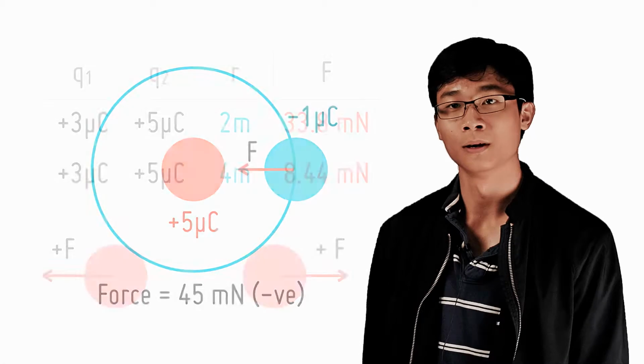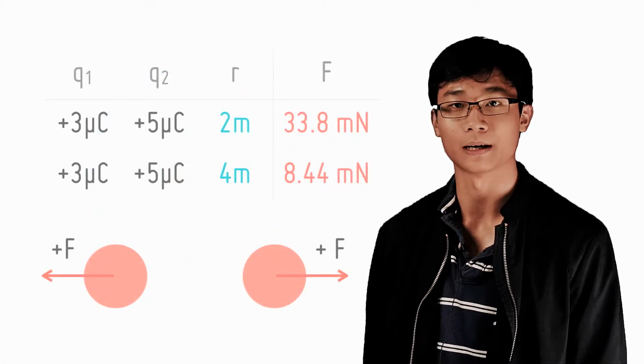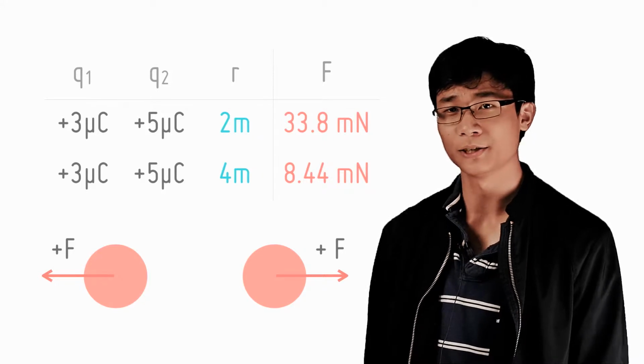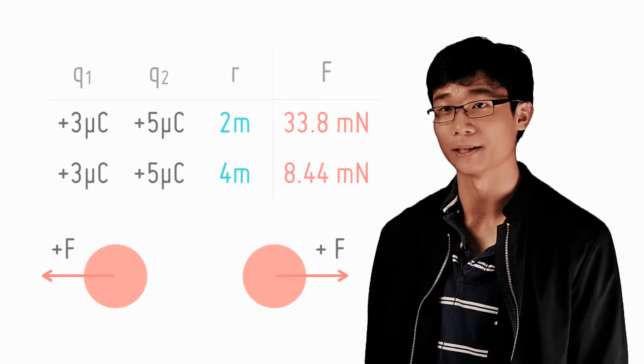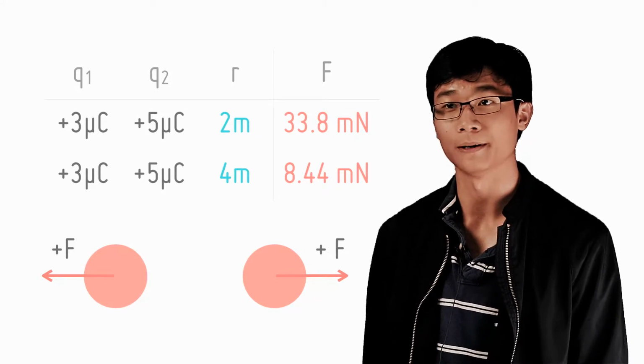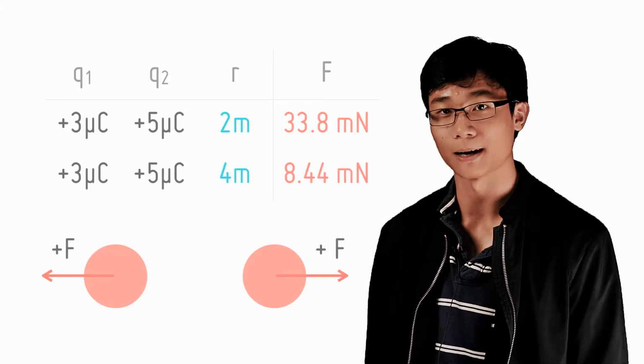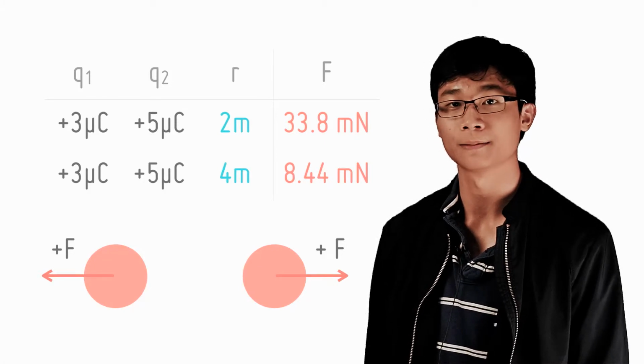One last example. What's the force on a 3 microcoulomb charge due to a 5 microcoulomb charge at 2 meters away? It's 33.8 millinewtons away from the charge. What about at 4 meters away? It's 8.44 millinewtons away from the charge. We see that the magnitude of the force decreases quite sharply as we go further away from the charge.